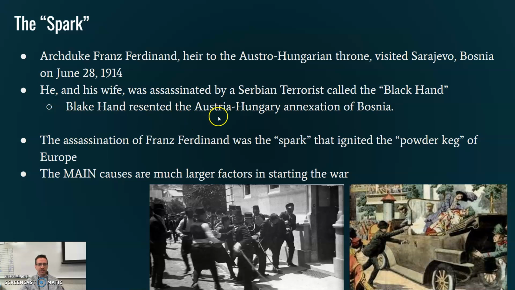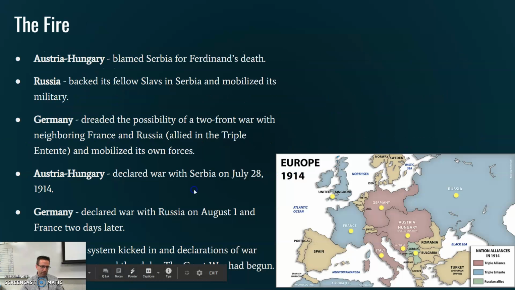The Black Hand resented the Austria-Hungary annexation of Bosnia. So this assassination was the spark that ignited the powder keg of Europe. There's all this tension going on, and then, boom, this little thing happened. It wasn't the main cause, not even close. One assassination would not cause it, but this is the heir to the throne, and it looks like Serbia might have had some play in it. And of course they're aligned with Russia.